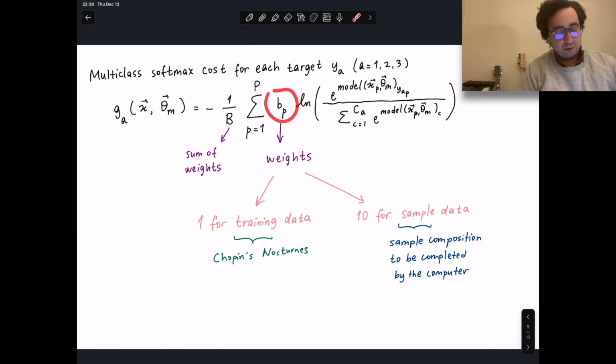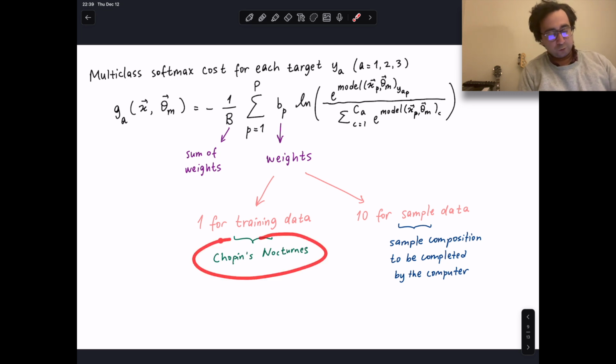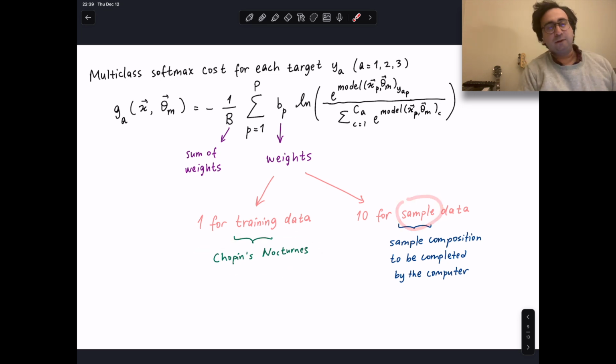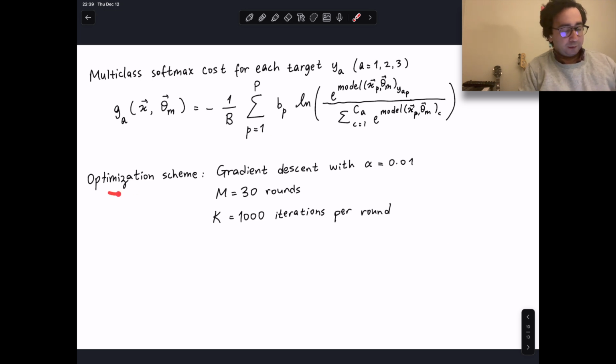In the cost function, we have this term that indicates the weight. In the training data, we have Chopin's nocturnes, and we have this sample data introduced by the user. We use a weight of 1 for the nocturnes, and we use 10 for the sample data to enhance the user characteristics in composition style. And we optimize our cost function using a gradient descent approach with a fixed learning rate of alpha equal to 0.01. We assume 30 rounds, and for each round we have 1000 iterations.